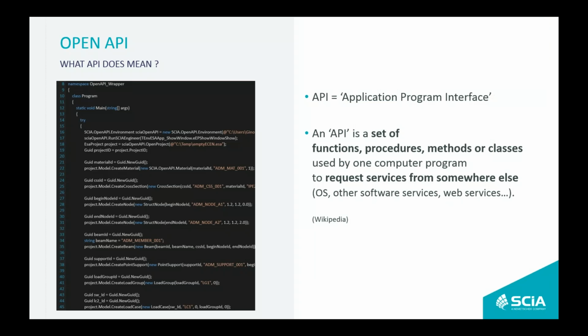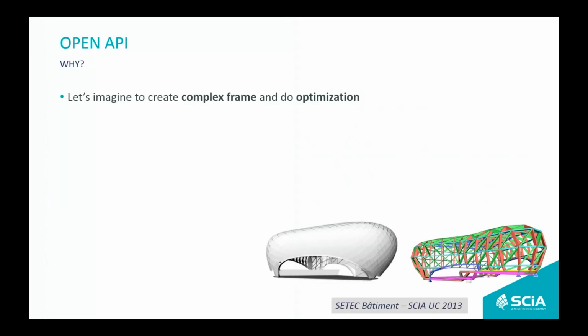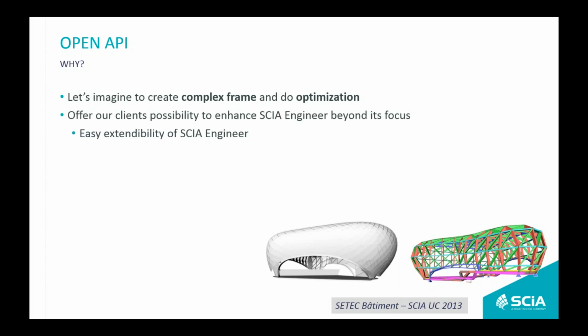API stands for Application Program Interface, and it's a set of defined functions that we provide in order for anyone to be able to, let's say, launch SCIA Engineer, create structure by their own code in there, run the calculation, and obtain results. This OpenAPI can be used to create complex structures, and whatever you are able to program, you are able to create.